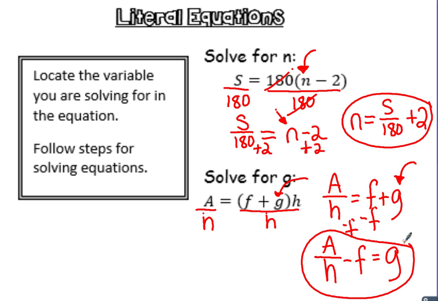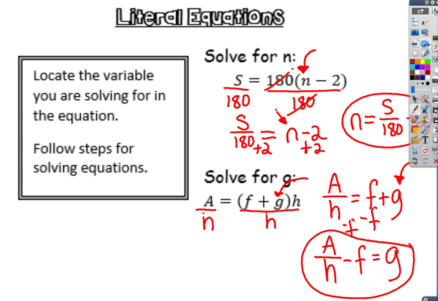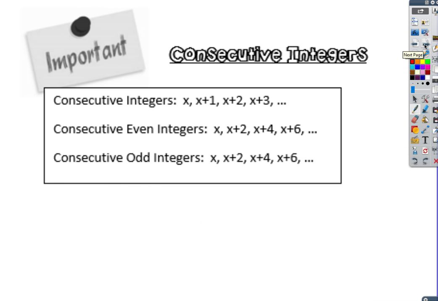Remember, you can pause if you're confused or want to look over the work again. The third part is consecutive integers. Here are some hints. If it just says consecutive integers, it's x plus 1, x plus 2, etc. Even and odd work the same way. You always start with x, and then it's x plus 2, x plus 4, x plus 6.